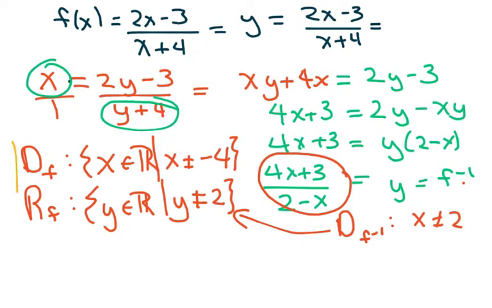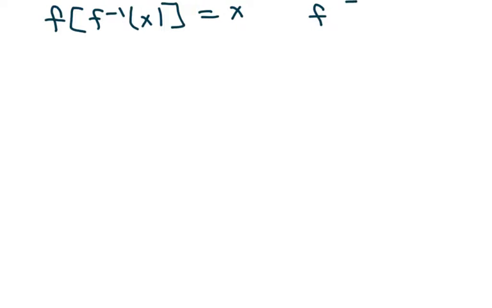The next part is we have to compose f with f inverse and f inverse with f. So we're going to compose f with f inverse of x, and that should equal x. And we're going to compose f inverse with f, and that should equal x. Remember, for inverses, you have to do both ways, because sometimes one way will work and not the other. If you did your math right, this should work.